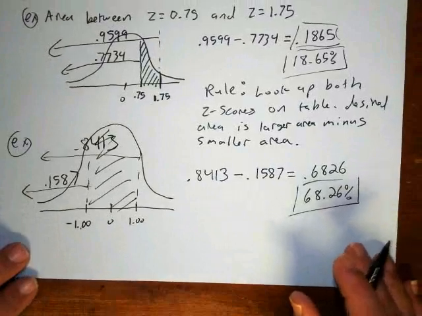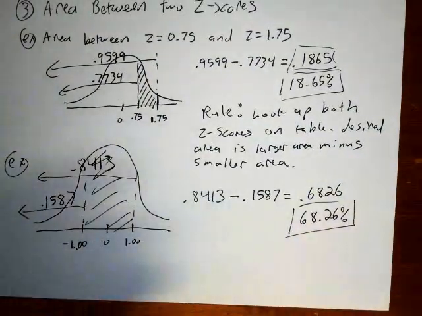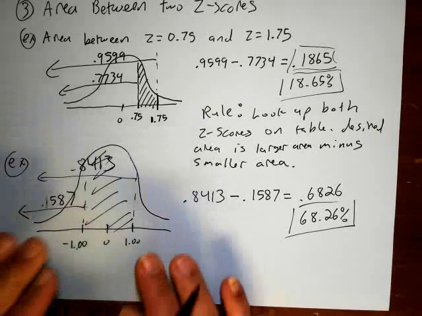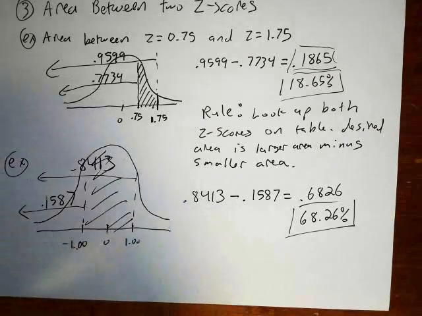So, okay, when you want to find the area below the z-score, you just look it up on the table. When you want to find the area above the z-score, you've got to look it up on the table and subtract the area from 1. When you want to find the area between two z-scores, you have to look both of them up and subtract the two areas. So on the next video, I'm going to give you a couple of these to try.